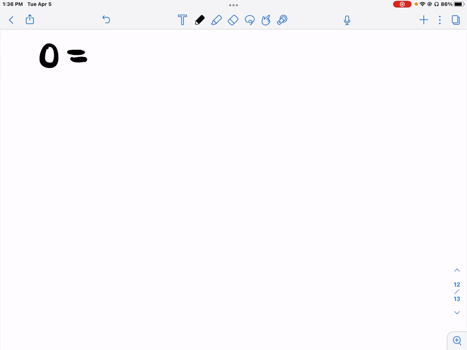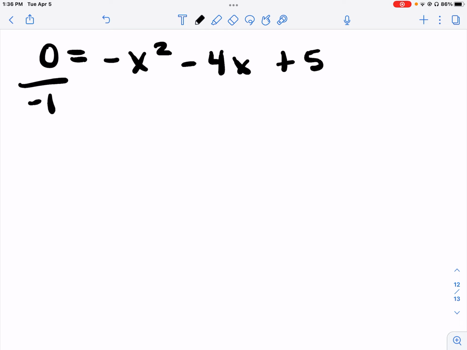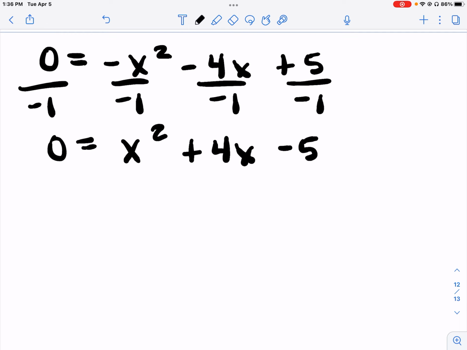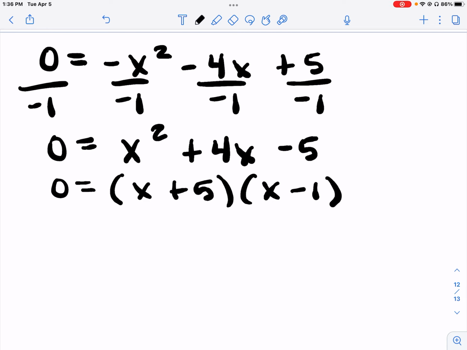Okay, now we're going to change y to 0 for our intercepts. I'm going to divide everything by -1 so that I have positive x squared. Negative divided by a negative, and positive divided by a negative. Okay, we want to multiply to -5, add to 4. So 5 and -1. Set them both equal to 0.